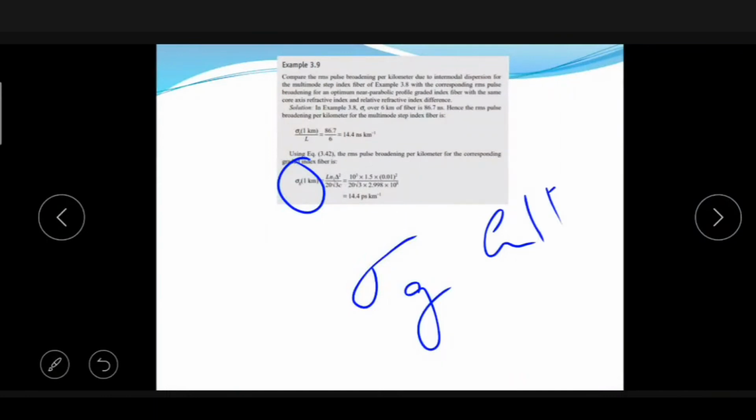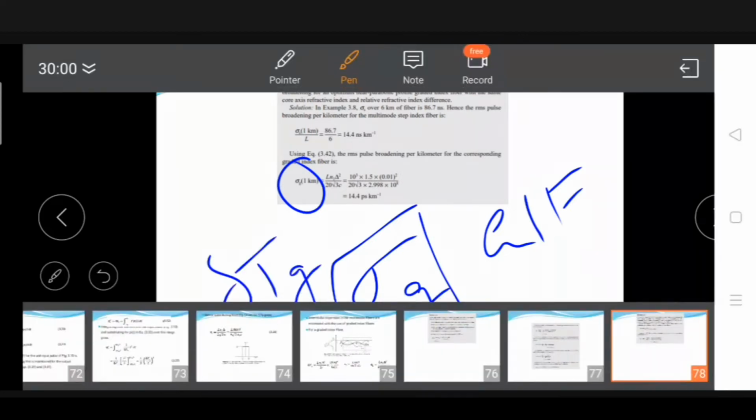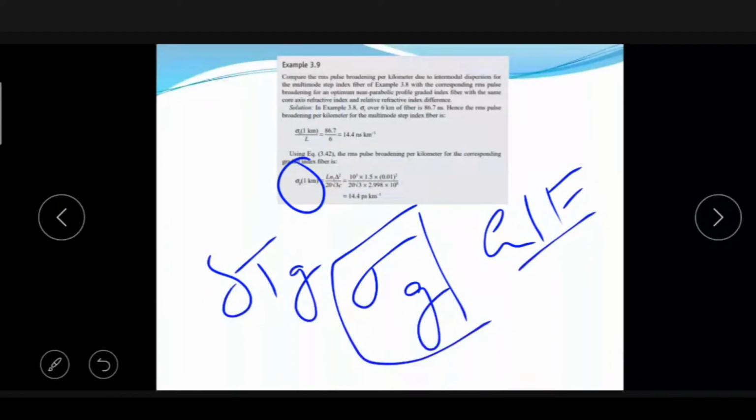Then next, you can see the fiber given is graded index. So you make use of the expression which is sigma g, or if it is asked, delta Tg, so you can calculate for a graded index fiber.